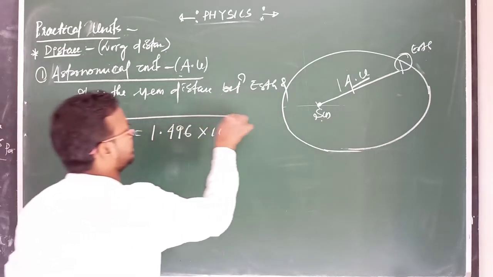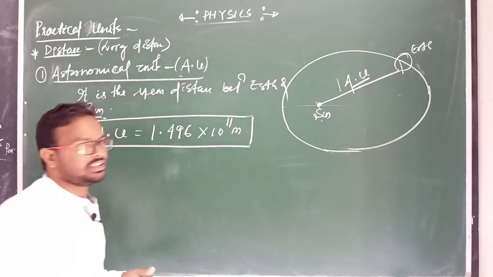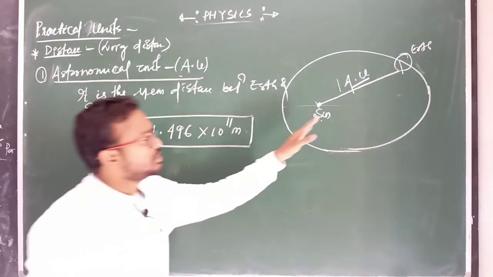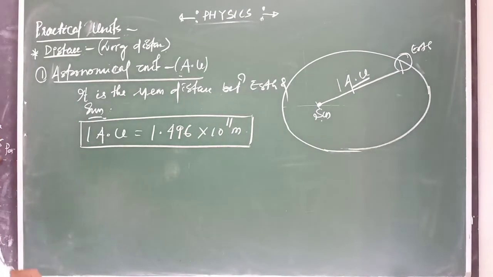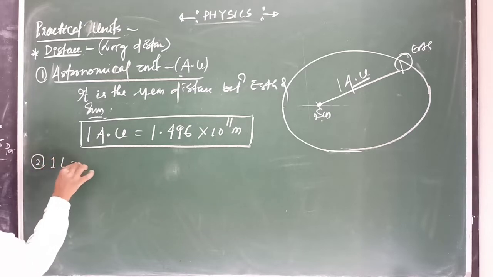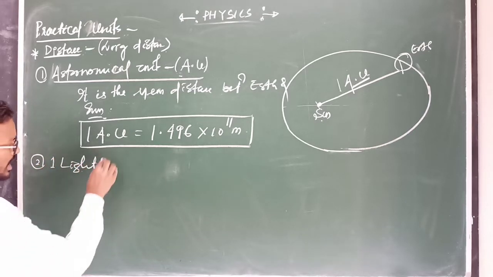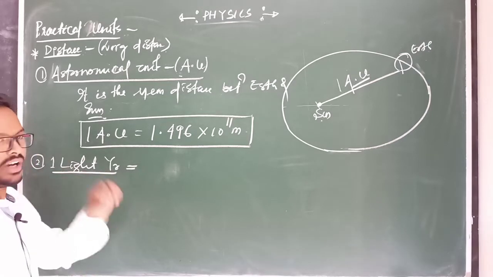By using this large distance value, you can measure the distance of sun to earth. So this distance is known as 1 astronomical unit. So this is the first practical unit. Second, 1 light year. So what is 1 light year?